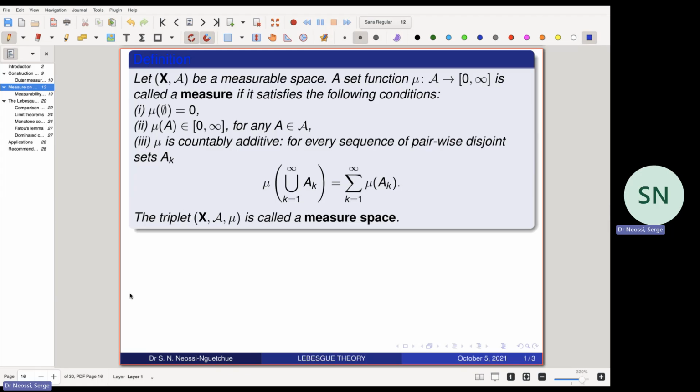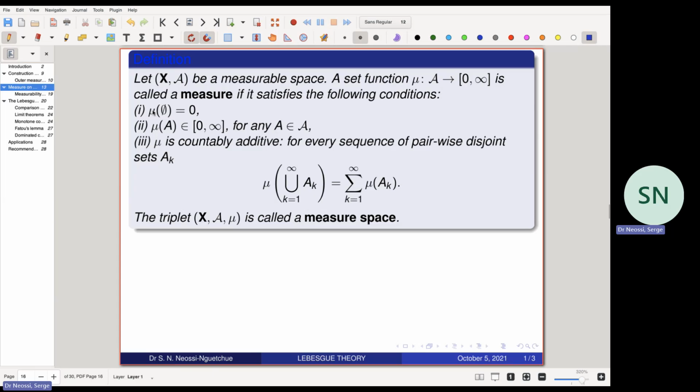So now we are going to define a measure. We define a measure when we have a measurable space, which we defined previously. A measurable space is just a pair of a non-empty set and a sigma algebra over that non-empty set. In our case, we take the pair (X, A), and we define a measure on calligraphic A. So a set function mu defined from calligraphic A into the closed interval [0, infinity] is called a measure if it satisfies the following conditions.